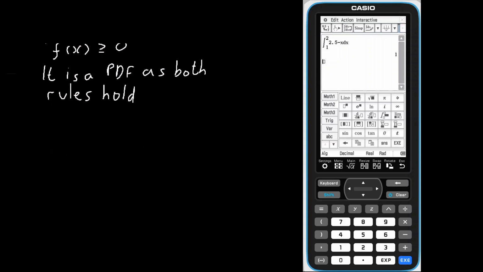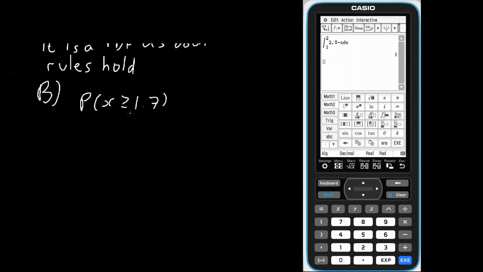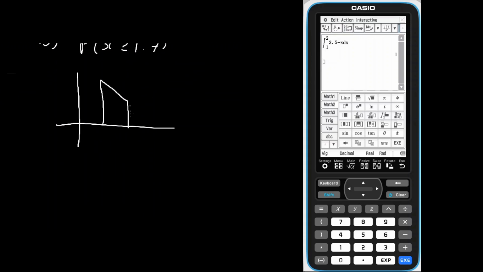Okay, so now we're going to get to part B, and that is asking us to determine the probability that x is greater than or equal to 1.7. So it's always worthwhile to draw the graph again. If we draw this, then this is 1, this is 2, and this function here is 2.5 minus x. I'll just redraw that again.